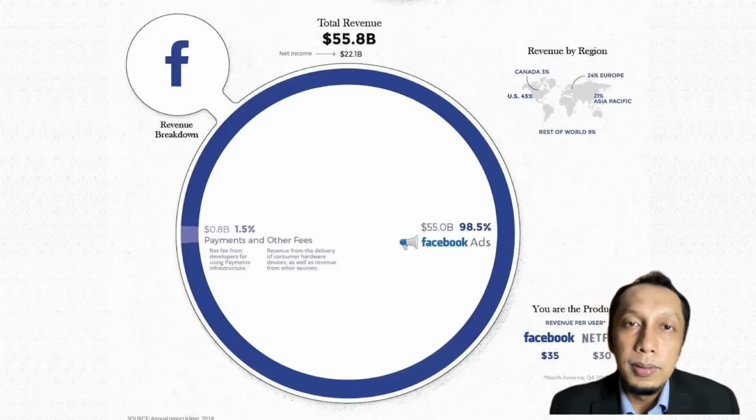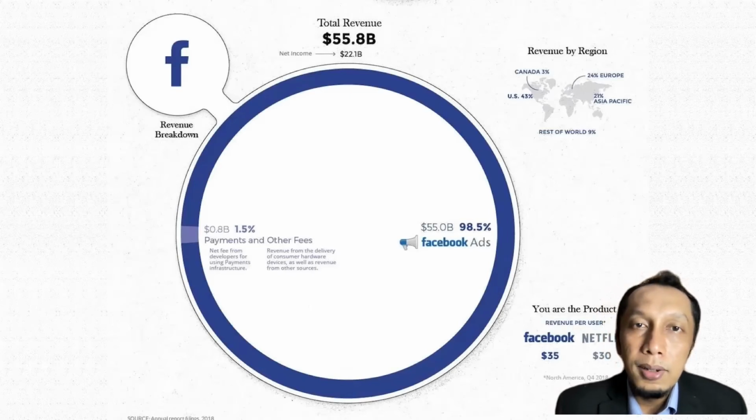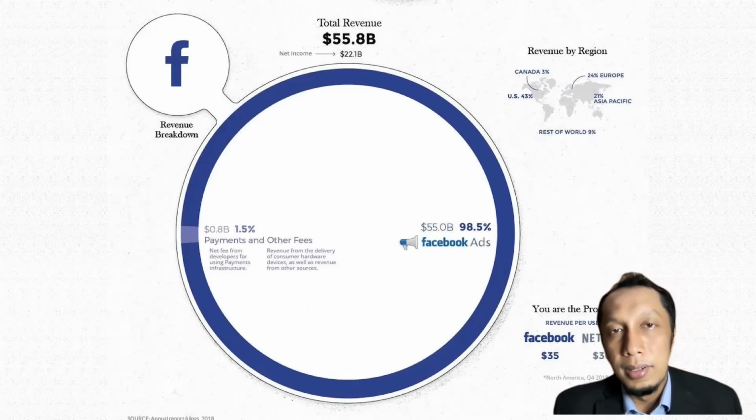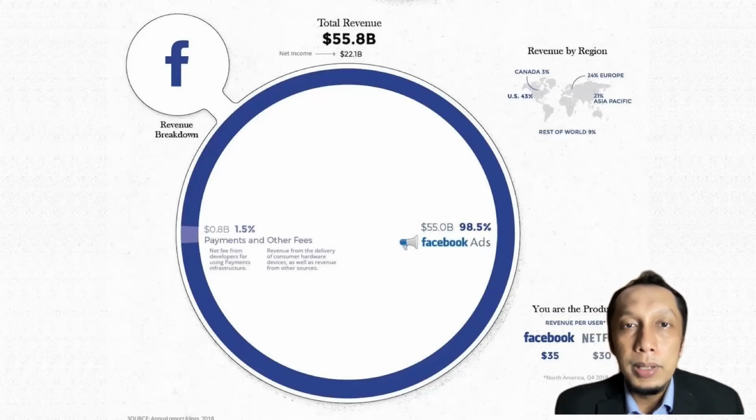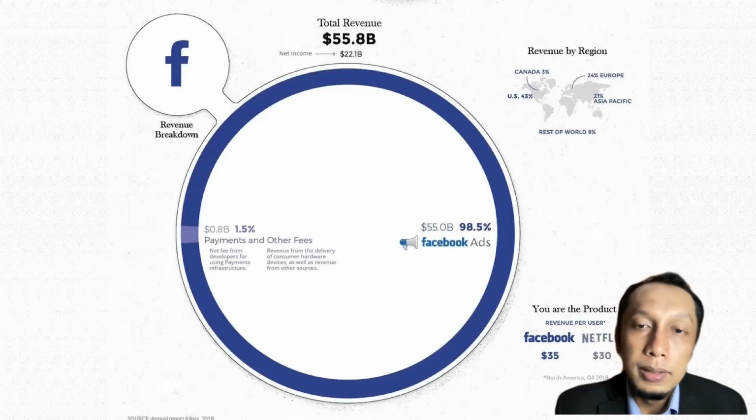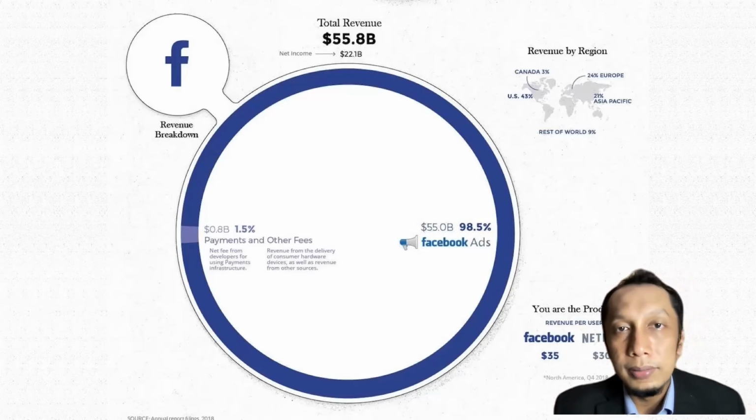Let's take a look at Facebook. Almost 100% of their income was coming from Facebook ads. And if you look at the comparison on the right-hand side, the revenue per user for Facebook is $35 compared to Netflix that is only $30. You know that Facebook is free, right? And Netflix is a paid membership. You have to pay a subscription fee every month and so on and so forth. But the interesting thing here is that revenue per user for Facebook is higher. It means that you are essentially the product.